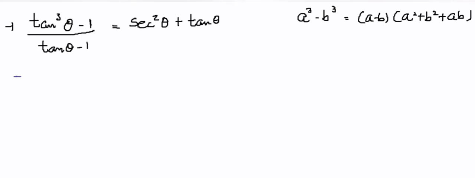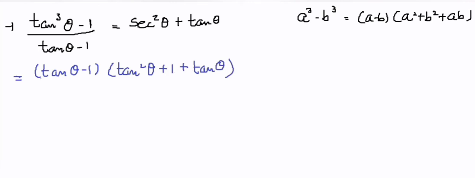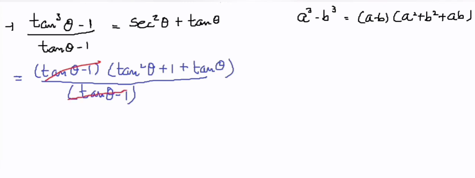So here I can write a minus b. So in one bracket I will get tan theta minus 1 and in another bracket I will get tan square theta plus 1 square, so that is 1 only, and plus tan theta. Now in denominator I have tan theta minus 1. Now we can see that we have tan theta minus 1 in numerator and denominator both, so we can cancel out. And here I have tan square theta plus 1 plus tan theta.